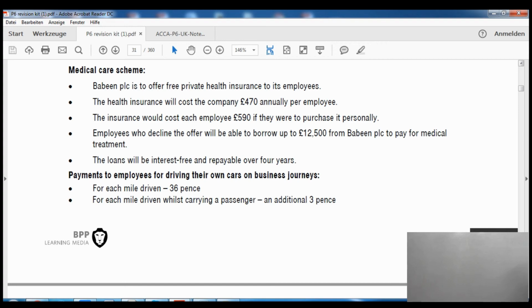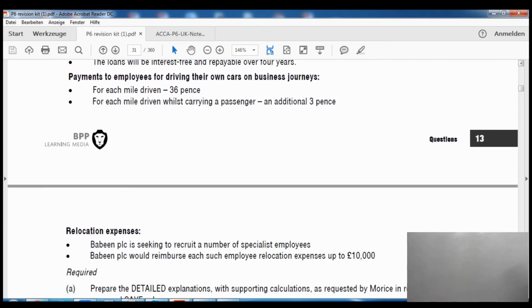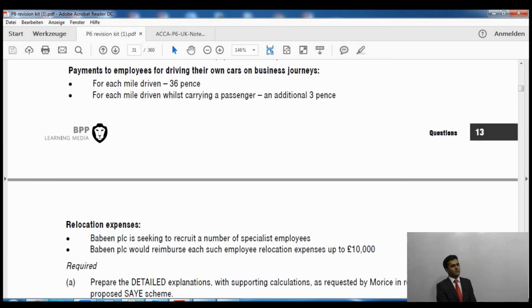Alright, then it says the loan will be interest free and repayable over 4 years. So he's told us about that as well. So it is definitely a beneficial loan. Then it tells us about the payment to employees for driving their own cars on business journeys. So he's telling us that he will pay 36 pence for each mile driven, and if he picks up any passenger, then 3 pence extra.